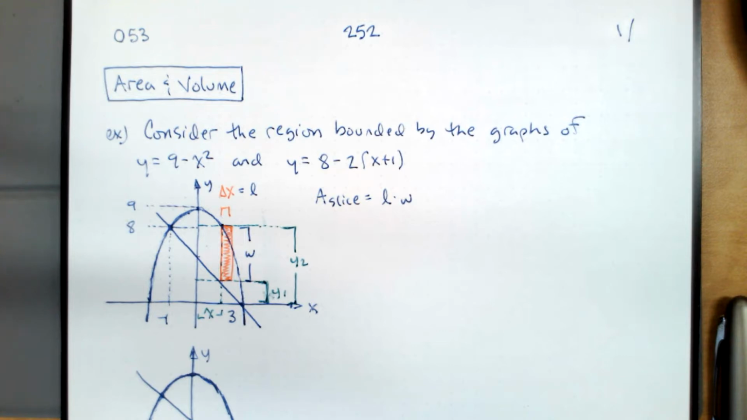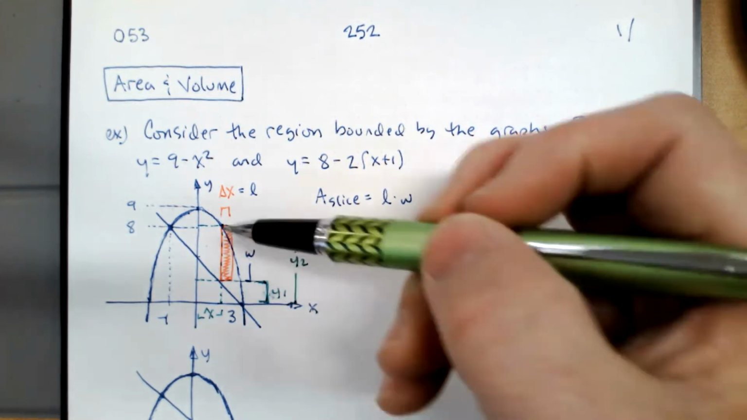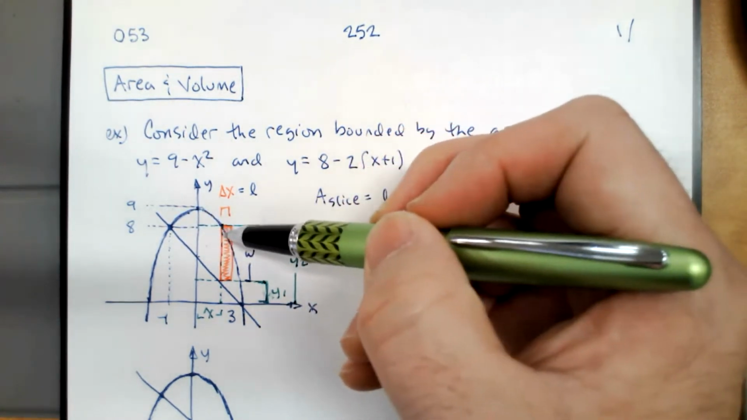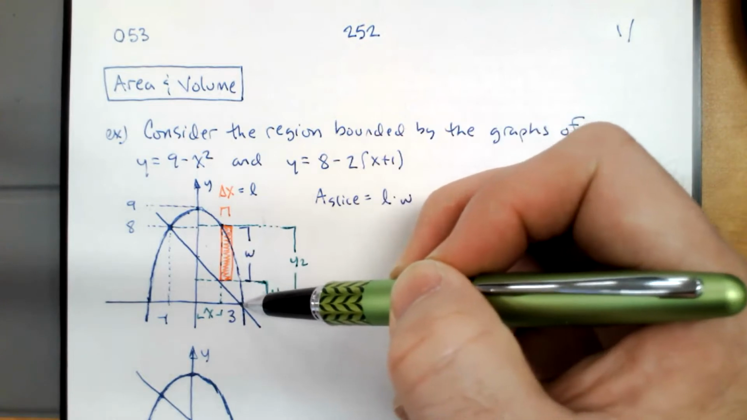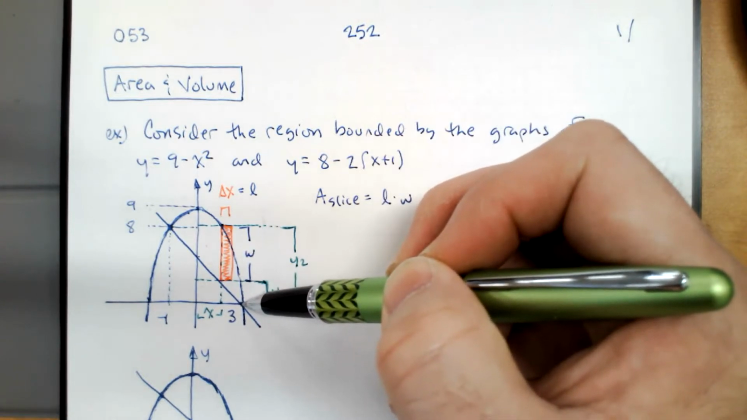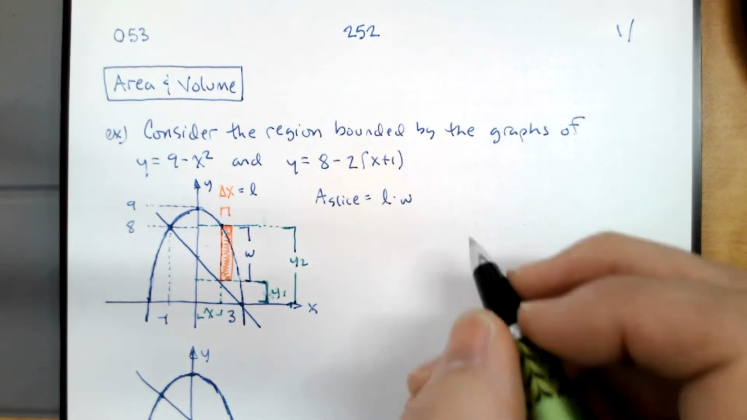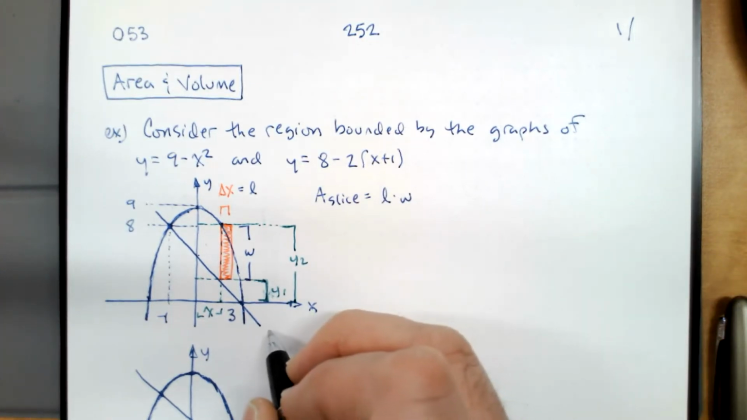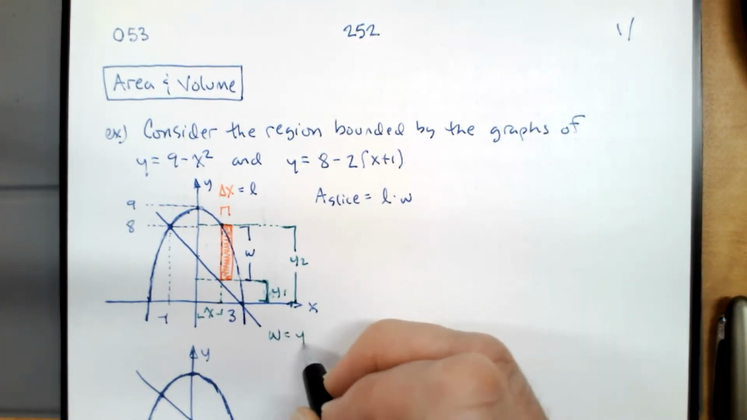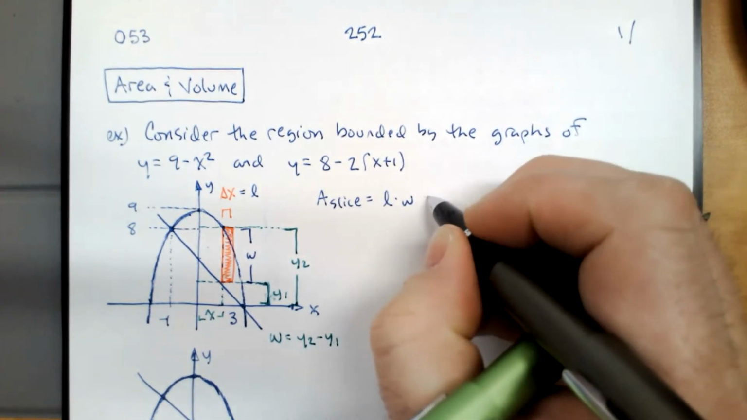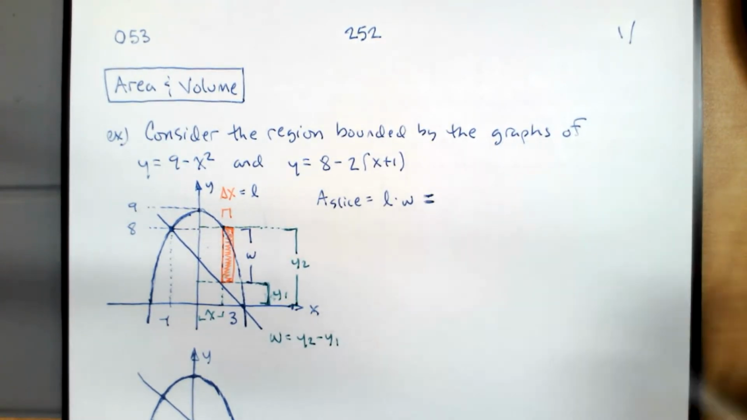So we notice that the width is always the parabola minus the line. And this is going all the way across. So parabola minus the line, parabola minus the line, and so on. And even this one, parabola minus line, but they're both 0. So our width is y2 minus y1. And our length is delta x.